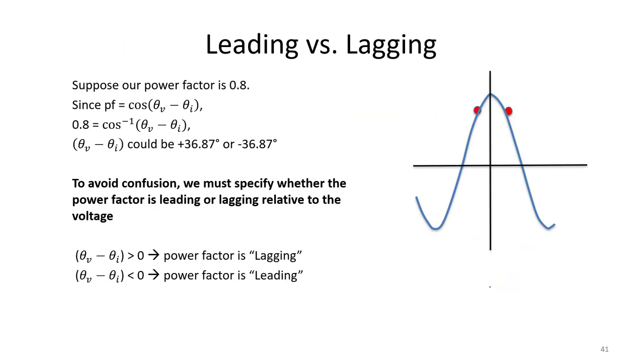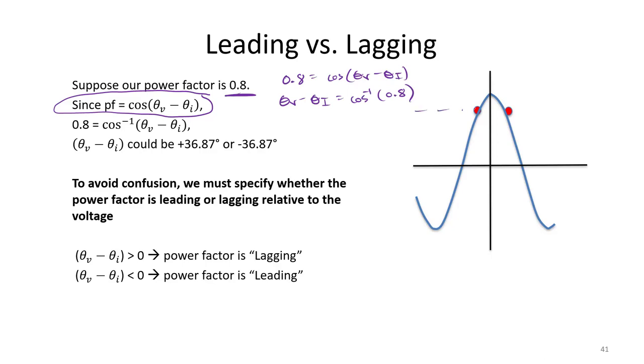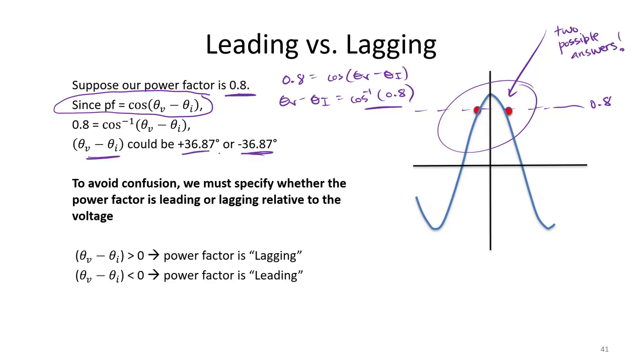Another really important term comes up when we work with complex power. Suppose we had a power factor of 0.8. We define power factor as cosine of theta v minus theta i. So we could say 0.8 must be cosine theta v minus theta i. If I solve for theta v minus theta i, I could say theta v minus theta i is inverse cosine of 0.8. But if you look at inverse cosine of 0.8, there's two possible answers. Our difference here, theta v minus theta i, could be either positive or negative 36.87 degrees.